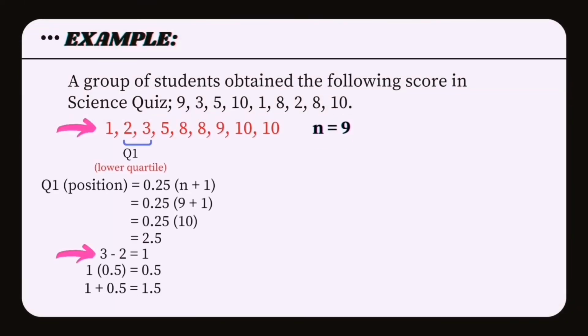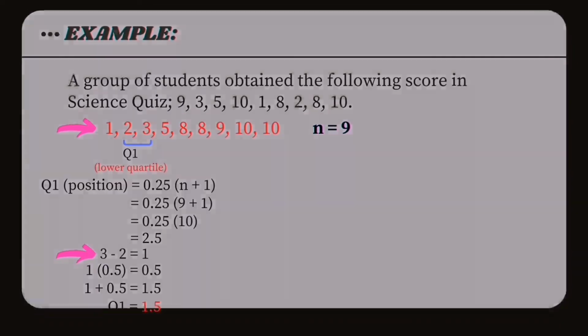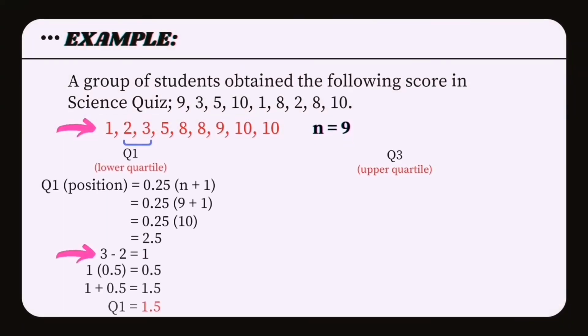So, para malaman natin ang position ng quartile 1, kailangan natin i-add ang total ng 3 minus 2 tsaka 1 times 0.5. So, 1 plus 0.5 is equal to 1.5. So, the position of quartile 1 is equal to 1.5. Now, let's proceed in finding the upper quartile.